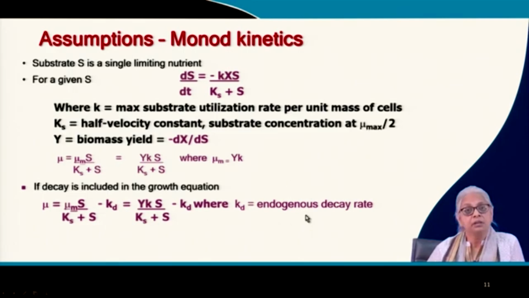So this is the final stage in the growth curve, and mu at this point is modified to include the endogenous decay rate. So this is minus kd. In some textbooks the letter b is used, and we will be seeing that in a subsequent lecture. So either way it remains the same, it means the same. So this is the same equation with the final stage, the endogenous decay rate, included.